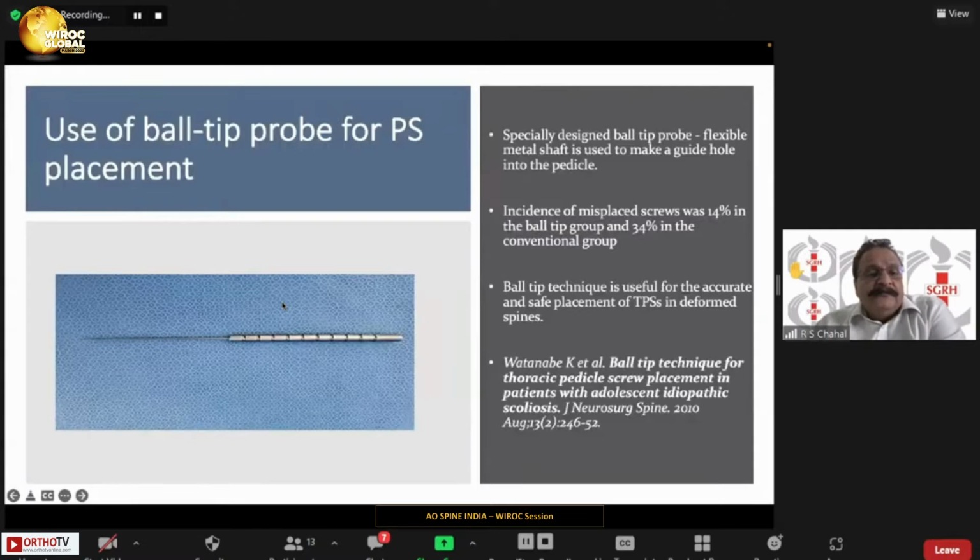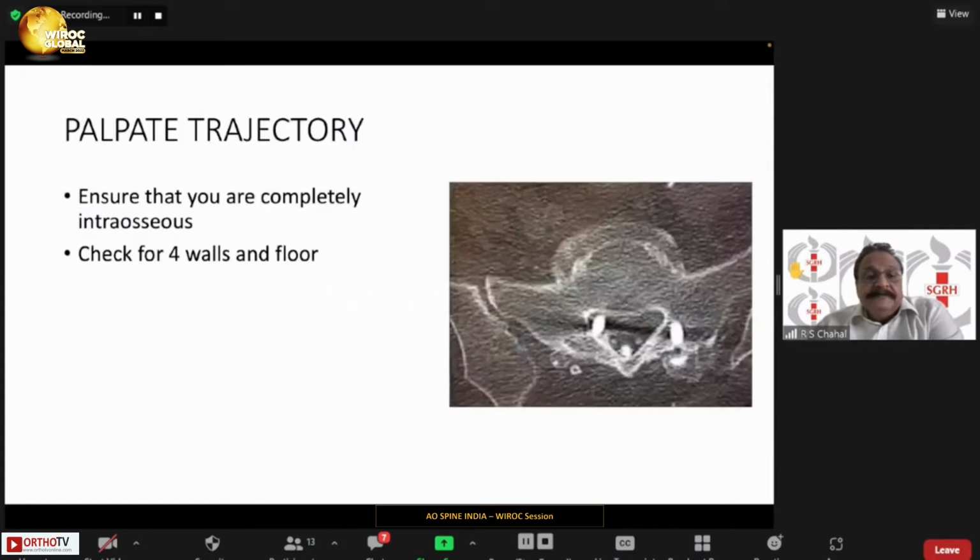Use a specially designed ball tip probe for pedicle screw placement. The ball tip probe should be very, very flexible. They did a study and looked at the error rate, 14% with the ball tip, whereas it was 34% in the conventional group. So palpate and check all the four walls and the floor. Even if you feel on radiology at times that your screw is out, you take out the screw and try to feel it. That feeling when you probe with the sound is like you are climbing the stairs.